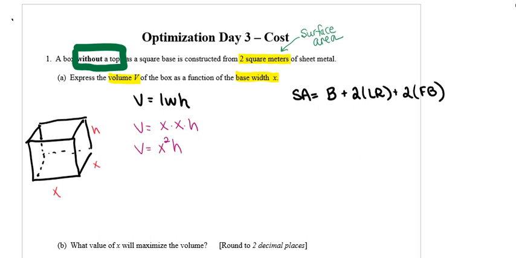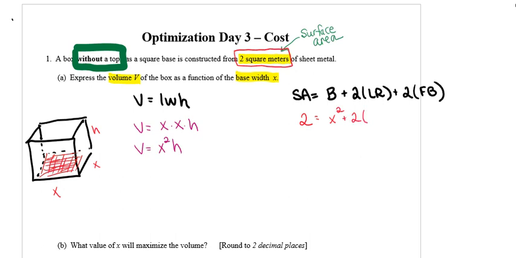So I'm going to go instead and work with my surface area. I know that this box is constructed using those 2 square meters. So I know that my surface area is 2. Going on now to fill in the other variables in the formula. Well, my base is this square whose dimensions are x by x. So the area of that square base is going to be x squared.